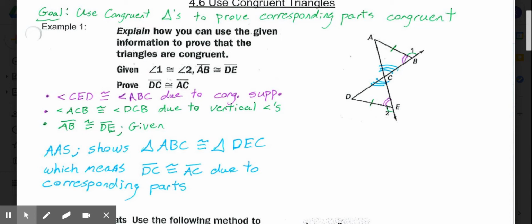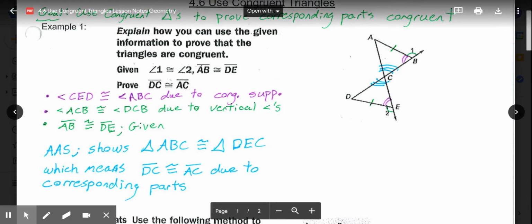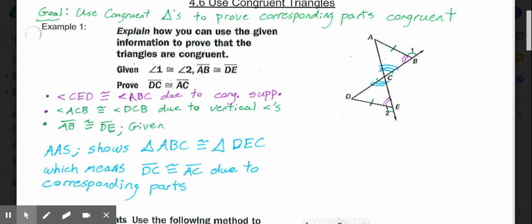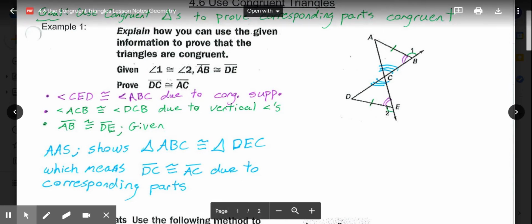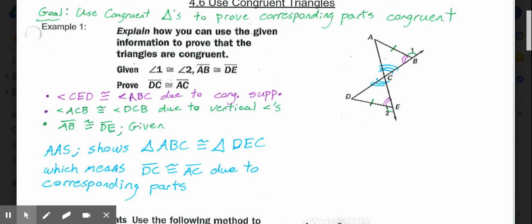Then I know that angle CED right here and angle ABC right here are congruent to each other because their exterior angles are congruent to each other, meaning that these are supplementary angles to each other, same with these two angles. And because these supplements, 1 and 2, are congruent, using the congruent supplement theorem, we know angle CED is congruent to ABC. So I drew that in.